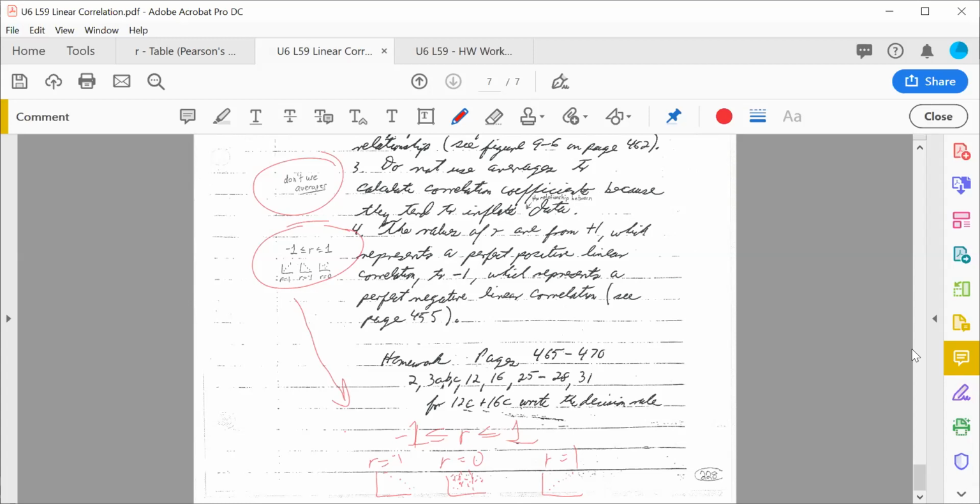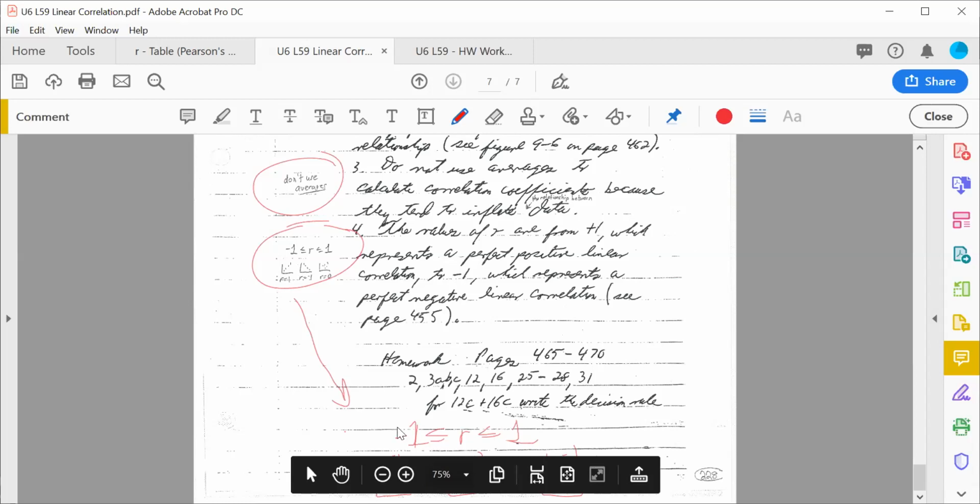Also, probably not. The moral of the story is this. The closer the points are to each other in an upward pattern, the closer R is to 1. The closer the points are to a downward pattern, closer to each other to a line, R equals -1. The more scattered about points are, the closer R is to 0. That's the takeaway from this.